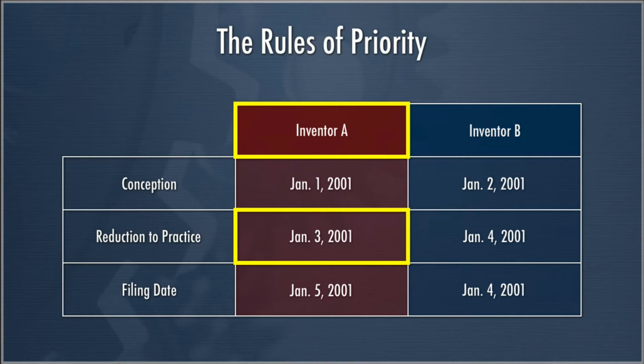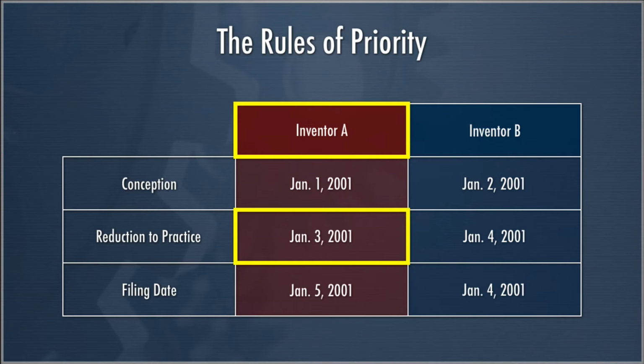Did inventor B conceive first? No, inventor B conceived after inventor A. So that's the rule. Now note that because inventor B filed here earlier, right, inventor B will have some advantages in an interference proceeding in that inventor A will have to prove that they have a reduction to practice date prior to their filing date. Right?